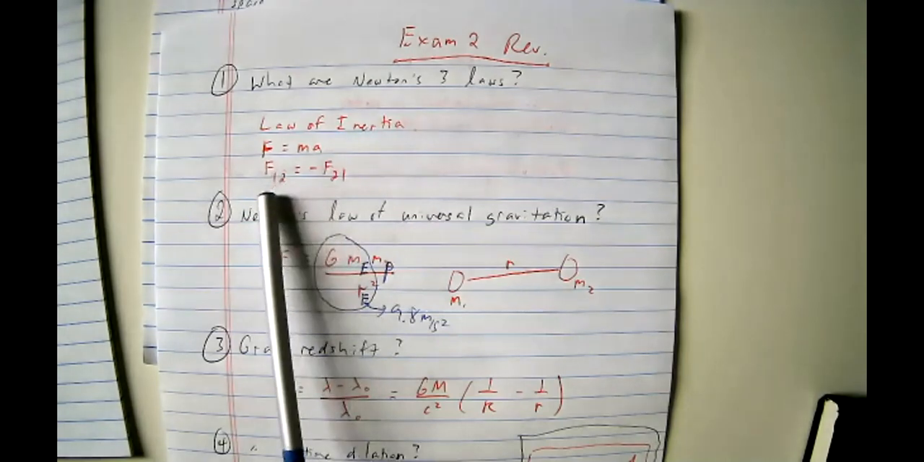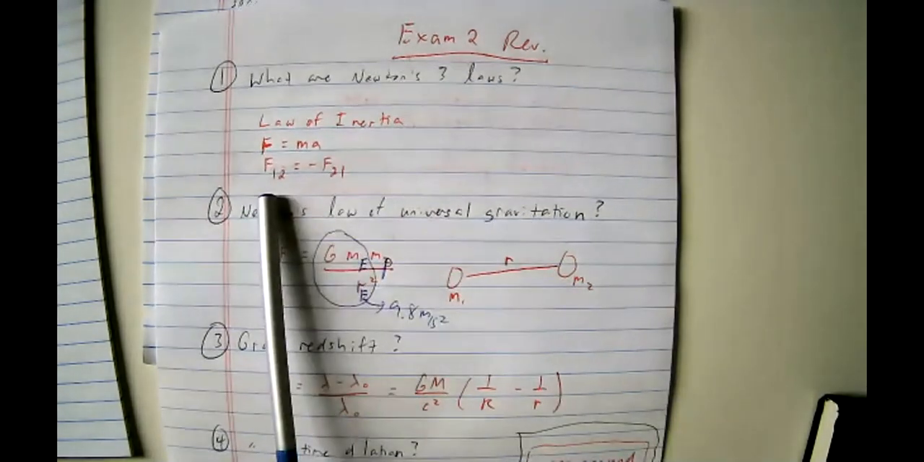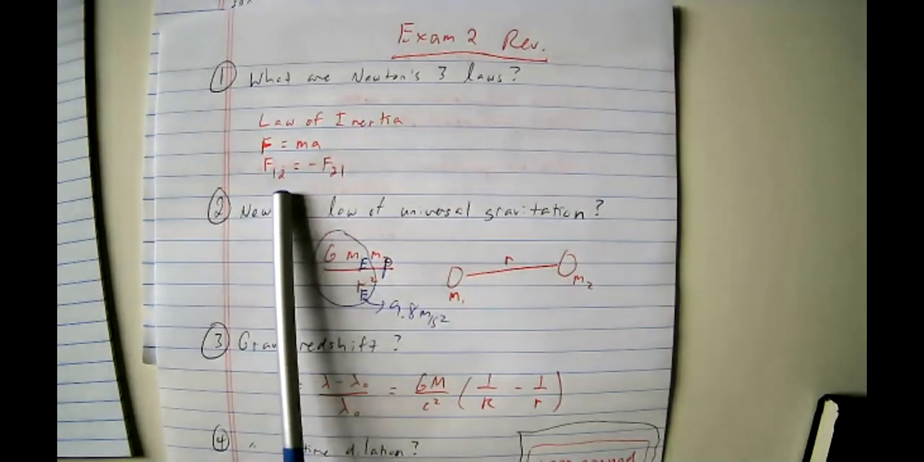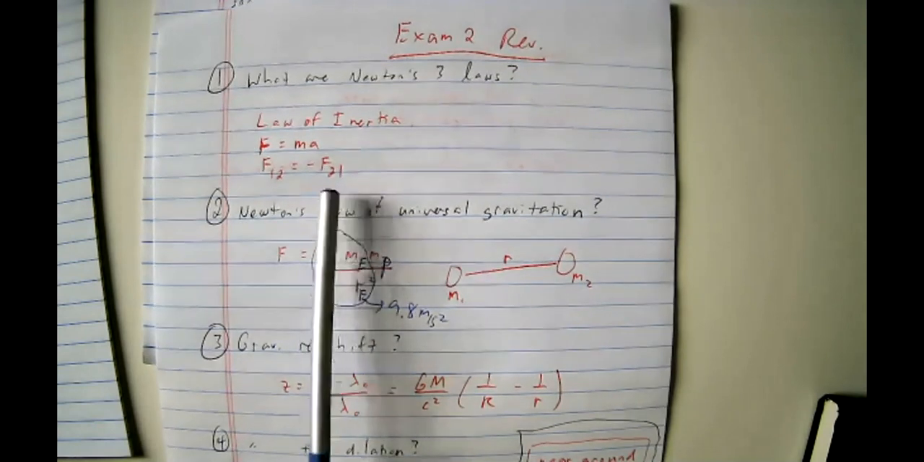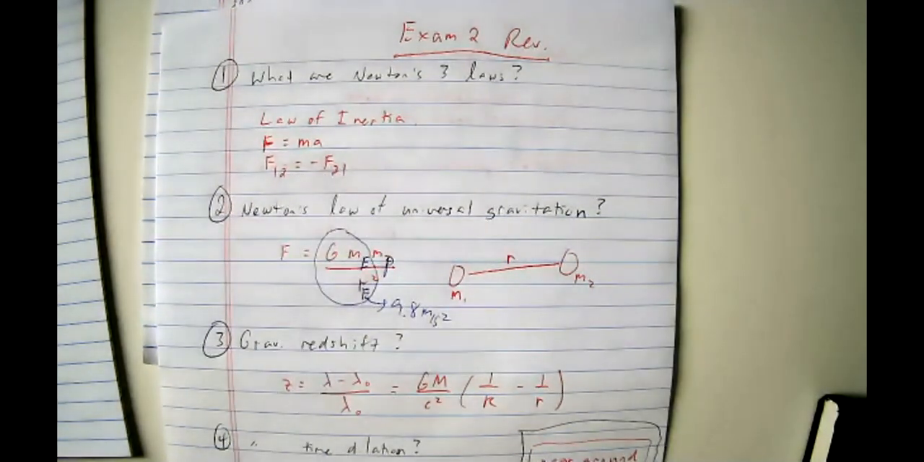And Newton's third law says that the force on object 1 due to object 2 is the same as the force on object 2 due to 1, but opposite in direction, hence the minus sign. So for example, the reason why you're able to walk from point A to point B is because your foot pushes the ground to the rear, and the ground responds by pushing you to the front. Equal forces, opposite in direction.